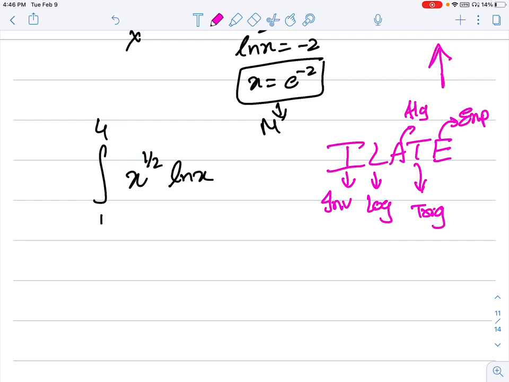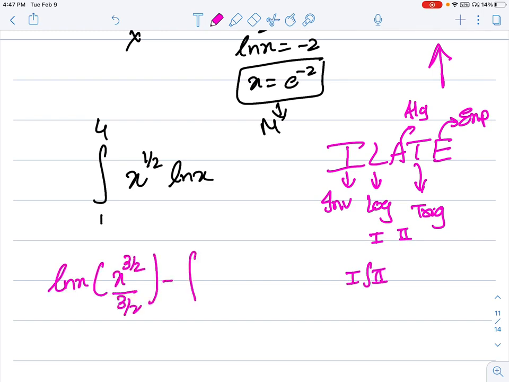So over here I have logarithm and algebra. So logarithm is the first function, algebra is the second function. So the formula is: first function times integral of second function. Ln x, x power 1 upon 2, the integral is x power 3 by 2 by 3 by 2, minus integral of derivative of the first function, ln x derivative 1 upon x, and carry forward this, times integral of second function, x power 3 by 2 by 3 by 2.